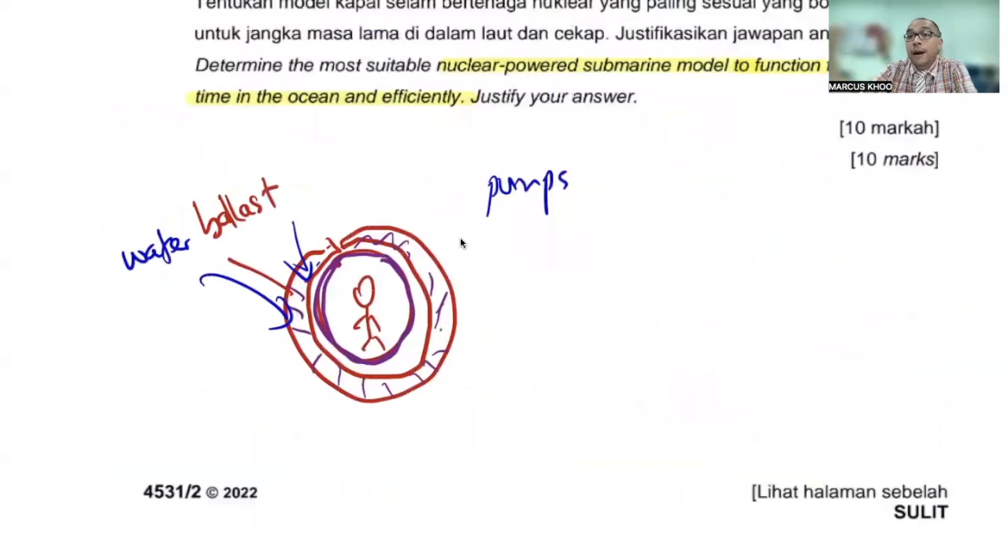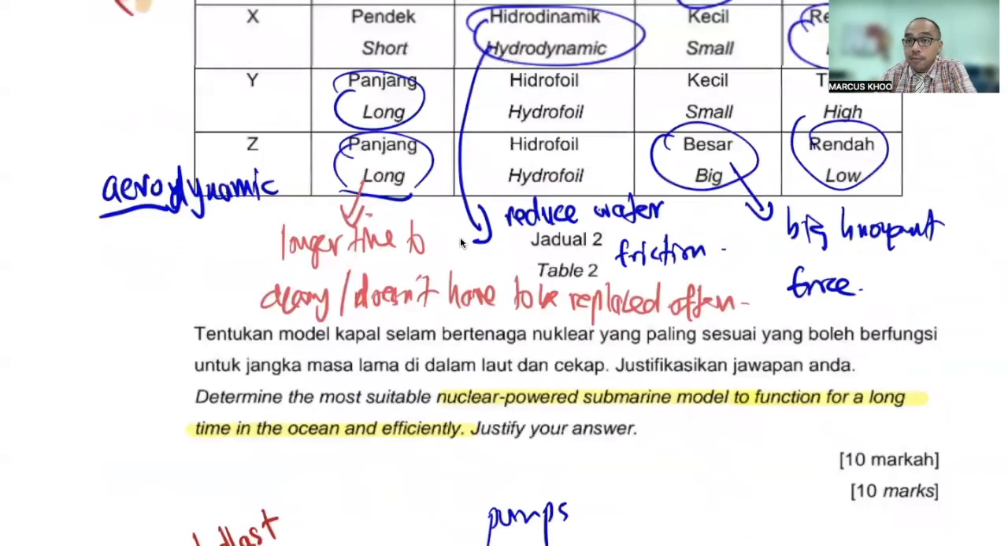Remember the ballast tank is for the water to be pumped in or to be pumped out. When you pump in the water, the weight of the submarine increases and it sinks. When you pump out the water from the ballast tank, you get to float, because the weight is reduced and the buoyant force still remains the same lah.